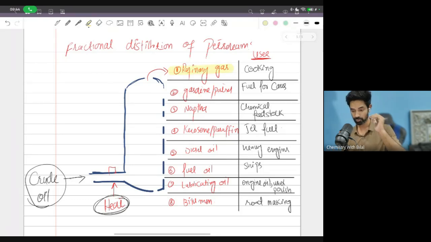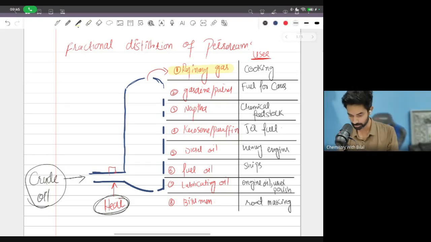Now we can see that the fraction that is boiled off first is refinery gas and collected at the top. So जो सबसे पहले boil होती है उसका boiling point सबसे low होगा या सबसे high होगा? The fraction that is boiled off first. What do you think about its boiling point? Would it have low boiling point or high boiling point? The one on the top. It would have low boiling point.